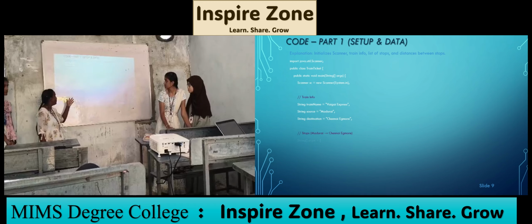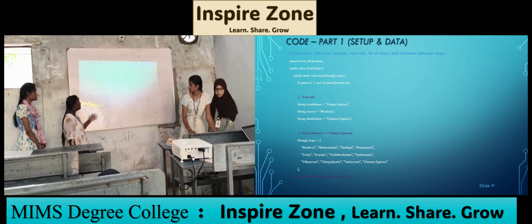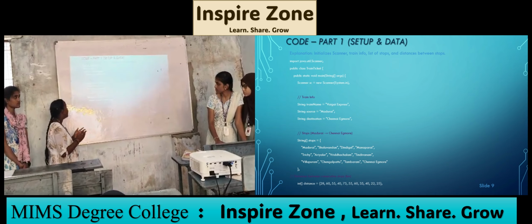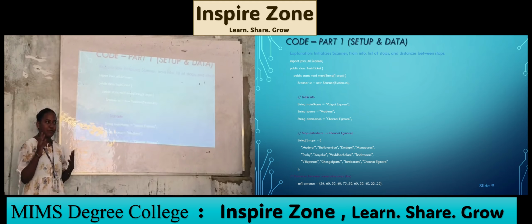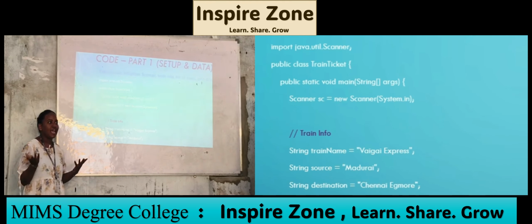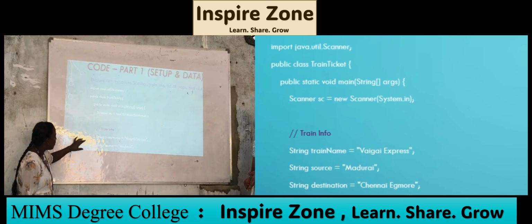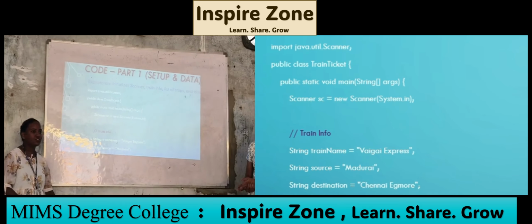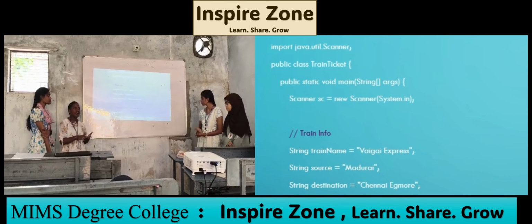Here is our code for the printing of the ticket. At the start we begin the program. Here we use the scanner to take the details from the passenger, like name and others. Here we use it to store the destination points and the starting point of the journey.